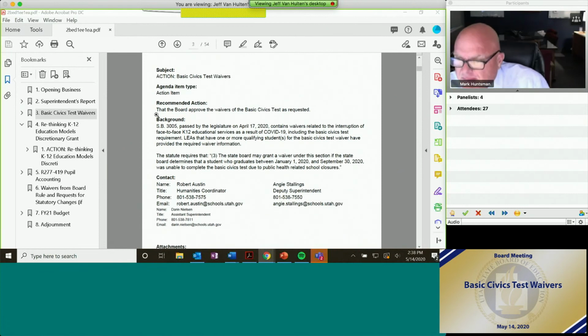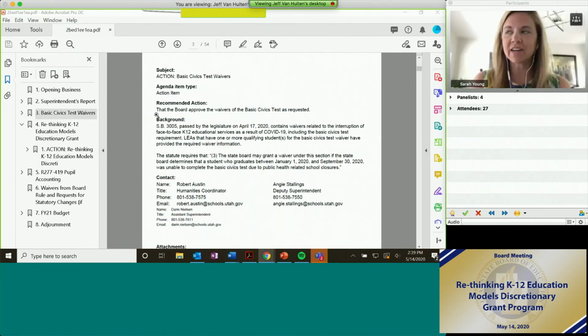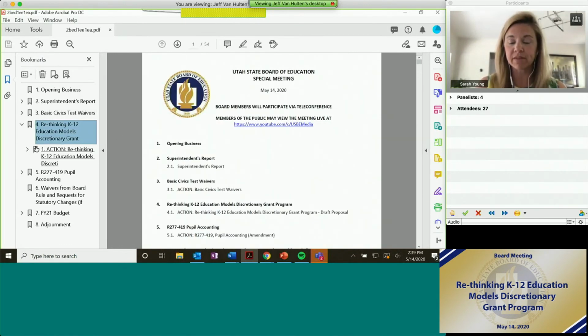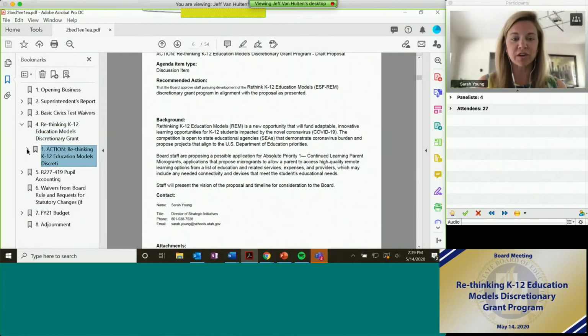I'm seeing it. Okay, next we want to invite Sarah Young, Director of our Strategic Initiatives. She's going to talk about our K through 12 Education Models Discretionary Grant Program. Thank you, Chair Huntsman. So this particular item is a draft, kind of straw man proposal related to a competitive grant opportunity that is being offered by the U.S. Department of Education. It is called the Rethink K-12 Education Models Discretionary Grants Program.